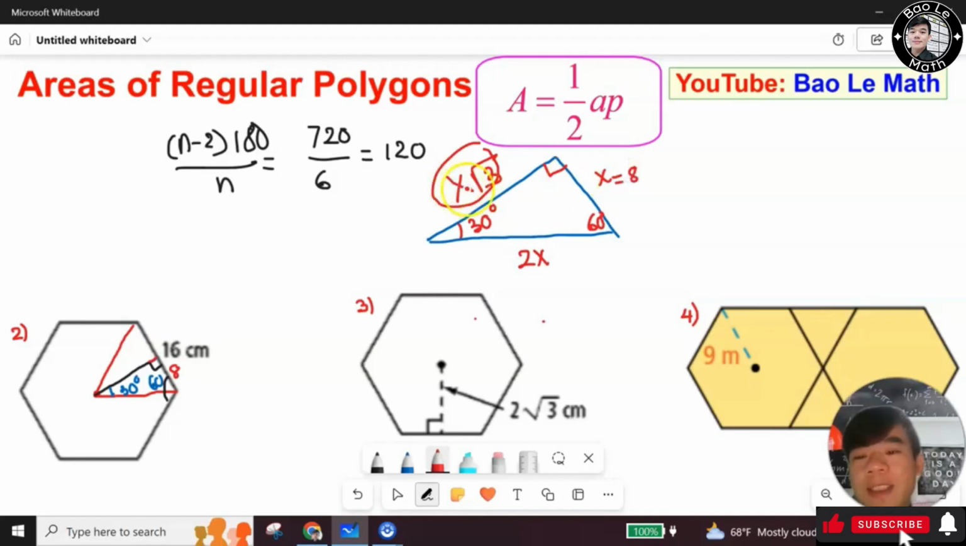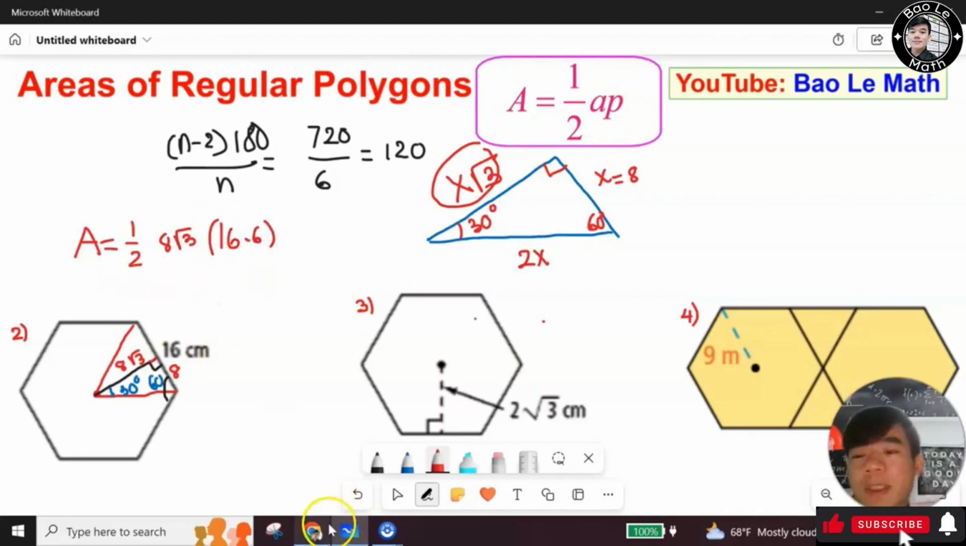If this is 8, this side must be 8 root 3. So I put 8 root 3. Now the area should be what? Substitute this into the formula. 1/2 times the apothem, which equals 8 root 3, times the perimeter. The side length equals 16, so it would be 16 times 6, because you have 6 sides.